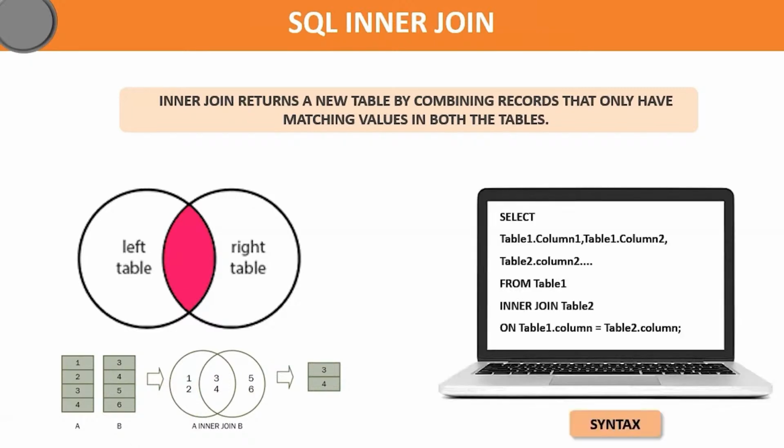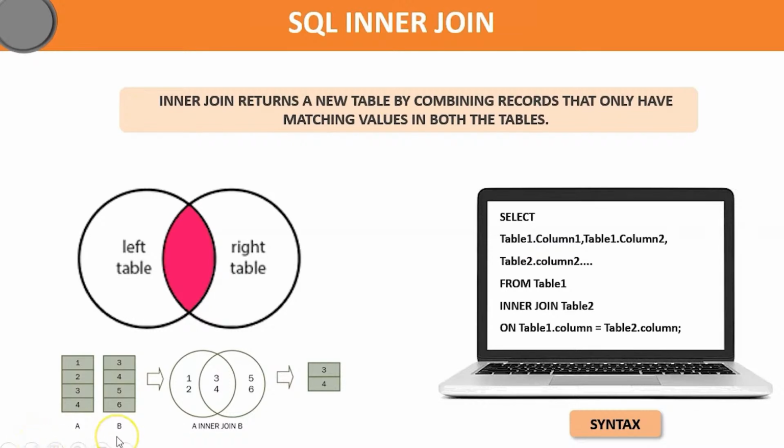Let us now understand the syntax of SQL inner join. The syntax is as follows: select table1.column1, table1.column2, table2.column2 and so on, from table 1, inner join is the keyword we have to use, table 2 on table1.column equals table2.column. Here, after the join expression, we are mentioning the columns from which we want to match both the tables.